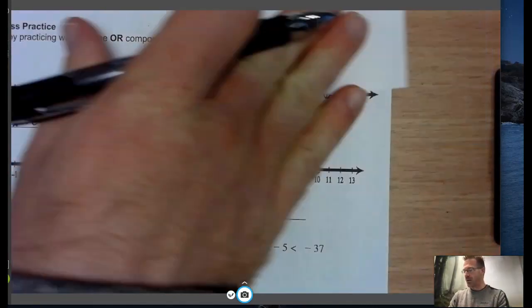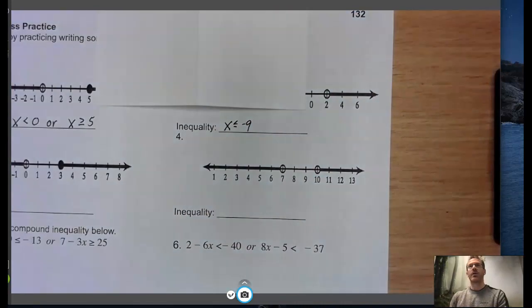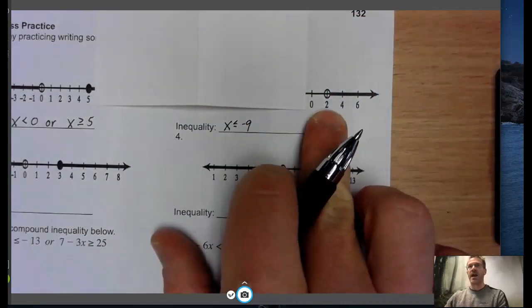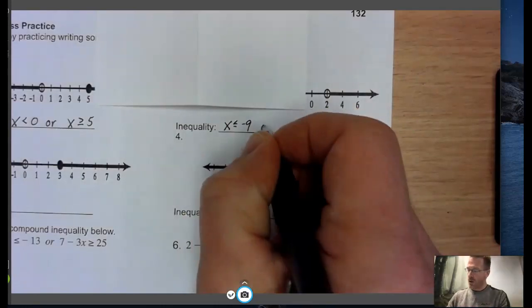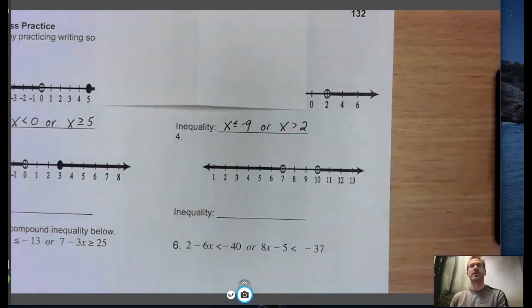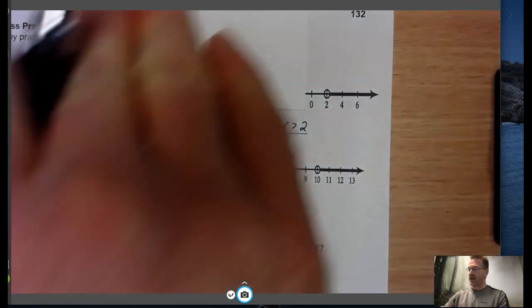All right, and then now I'd look over here at this inequality. All right, I have an open circle on my anchor of 2. All right, and then I want all the numbers bigger than 2. So that would be, or x could be greater than 2. And that's really all that is.